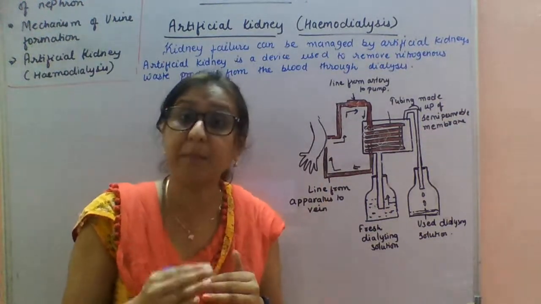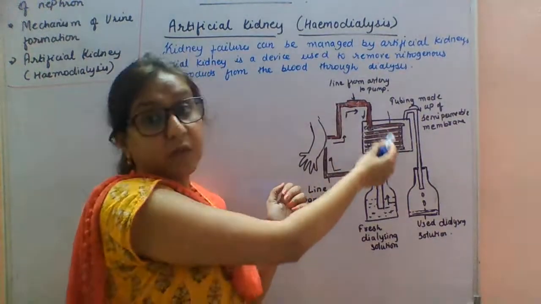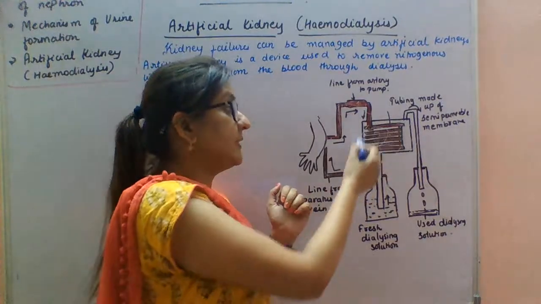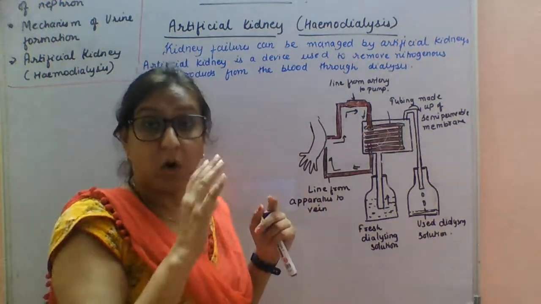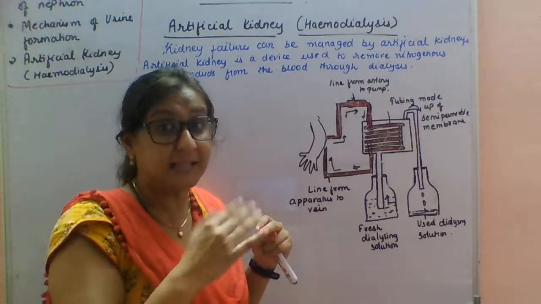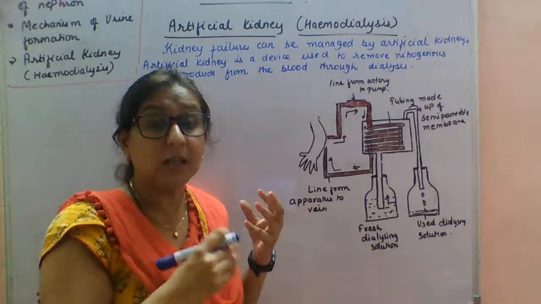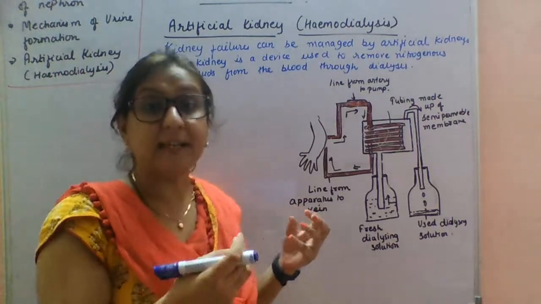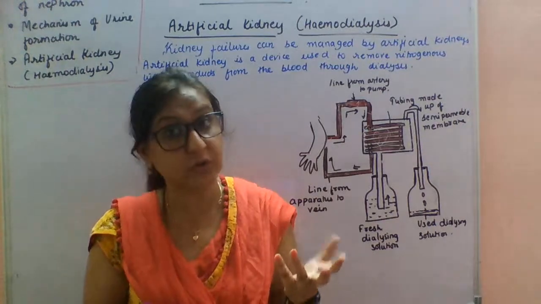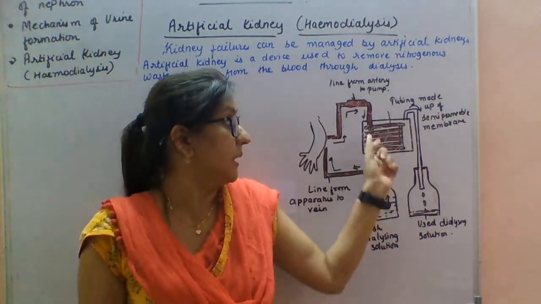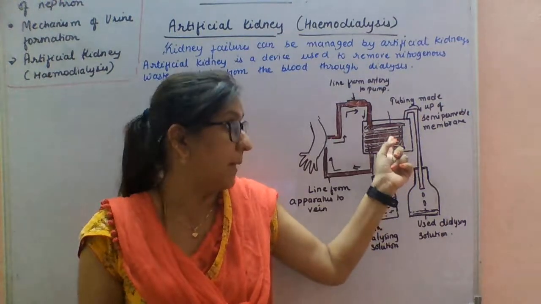Dialyzing fluid has the same osmotic pressure as that of blood, because blood is also passing through this, and in this chamber only dialyzing fluid is there. The dialyzing fluid osmotic pressure is the same as that of the blood. The dialyzing fluid is devoid of nitrogenous waste. Now the blood is going through this dialyzing chamber.